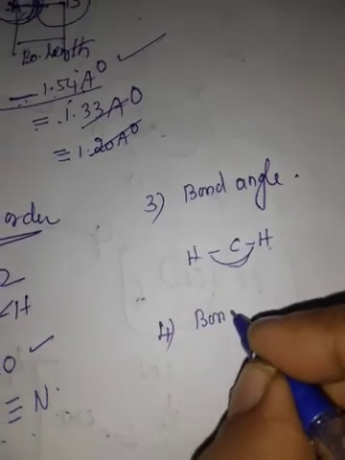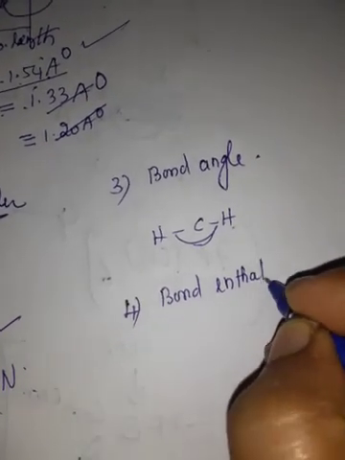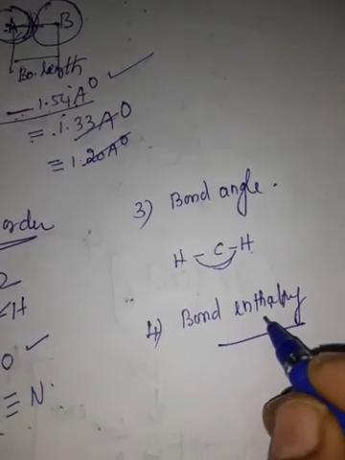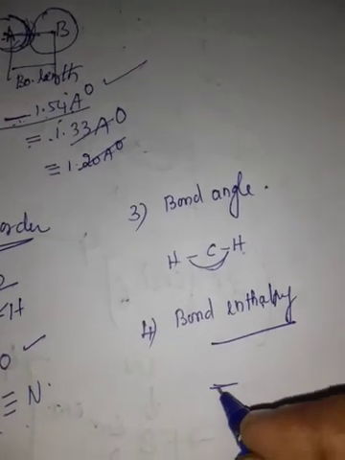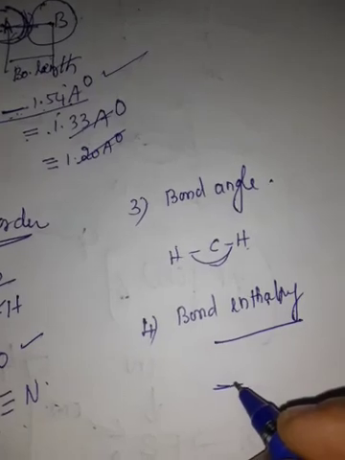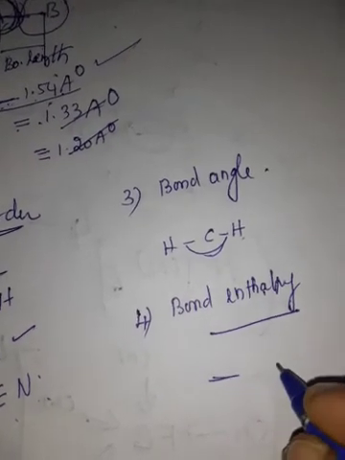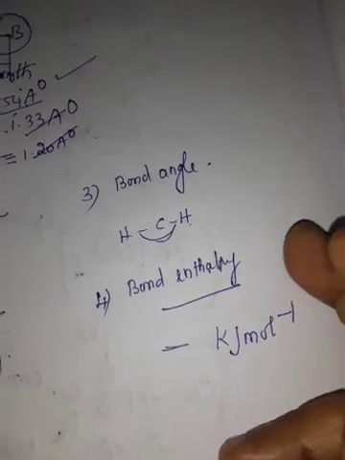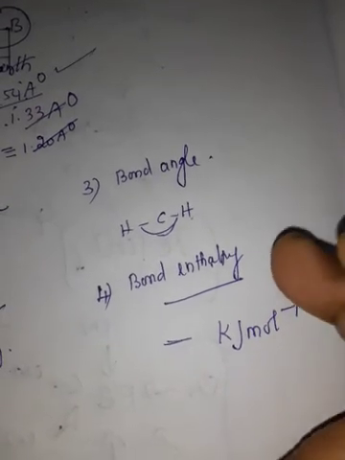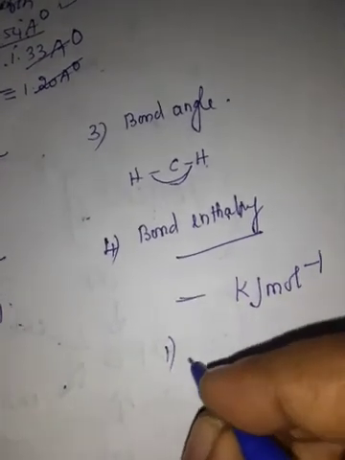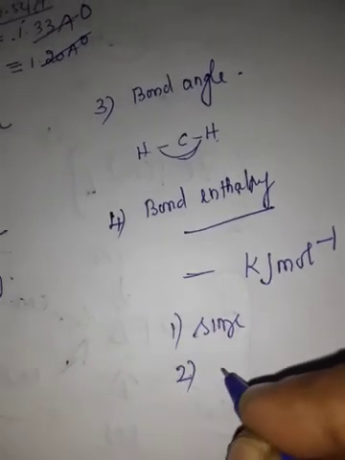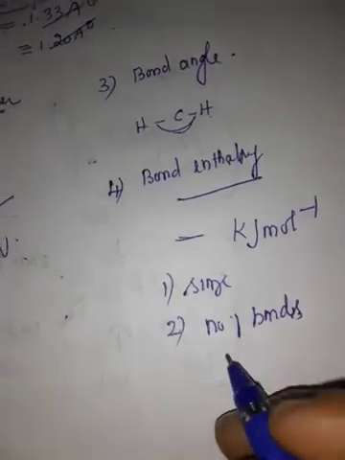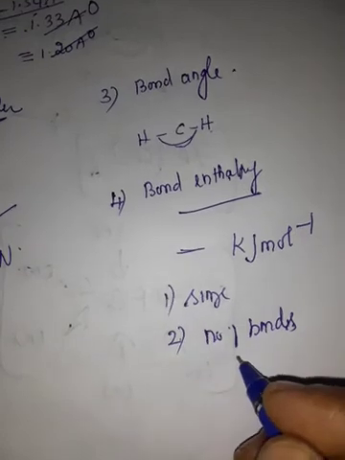Fourth one is bond enthalpy. Enthalpy means heat. It is the minimum amount of energy required to break 1 mole of a particular bond in molecules in their gaseous state. The unit of bond enthalpy is kilojoule per mole. The larger the bond enthalpy, the stronger the bond. The bond energy value depends upon, number 1, the size of the atom, and number 2, the number of bonds between the two bonded atoms. The larger the size of the atom, the lesser the bond enthalpy.